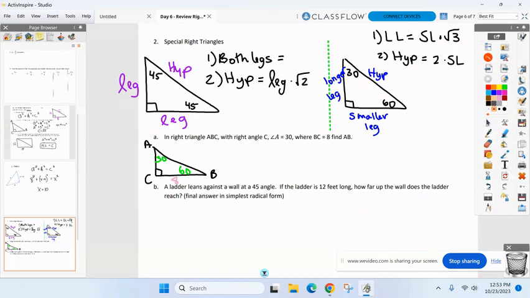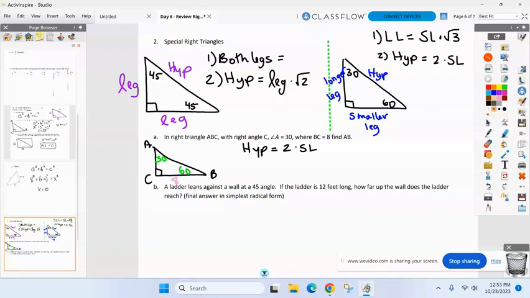Find AB. What's AB again? Is that a leg, shorter, longer leg, or the hypotenuse AB? Hypotenuse. So I'm going to write, all right, I know the rule. The hypotenuse equals, look above. How do you find the hypotenuse? 2 times the shorter leg. This is why it's so important to know what each piece represents.